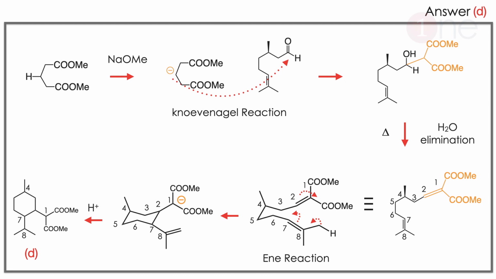If there is an alpha hydrogen, there is a possibility, on heating, of elimination of water. So water elimination will happen. Then you have to see there are 2 double bonds. Then there will be a chance of an ene reaction. There will be a 6-member cyclic ring closure. Let us see how it will happen.